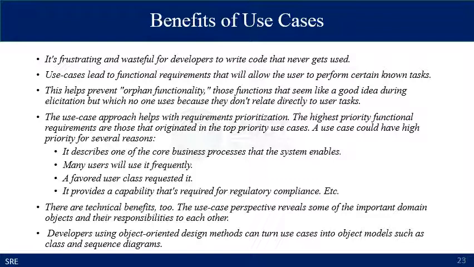So the use case approach helps with requirement prioritization as well. The highest priority functional requirements are those that originated in the top priority use cases. A use case could have a high priority for several reasons. For example, it may describe one of the core business processes. It may describe many users who are frequently using it. It may describe a favored user class requesting it, or it provides a capability that is required by the regulatory compliance authority. So there are technical benefits of use cases as well.